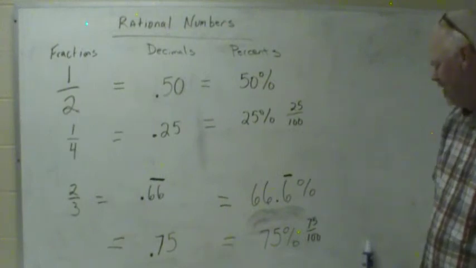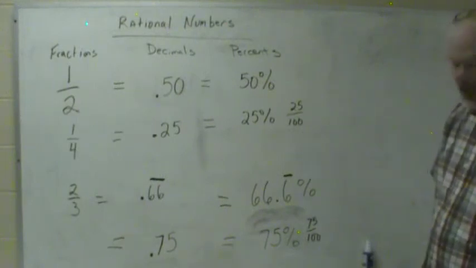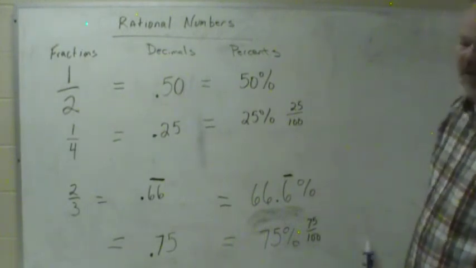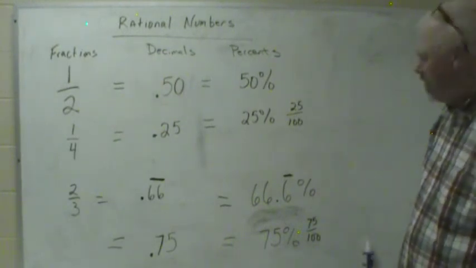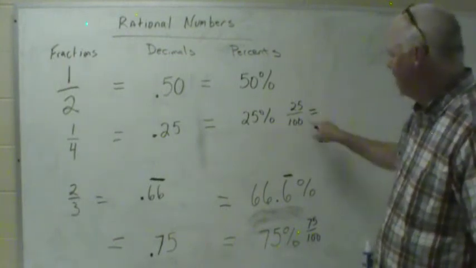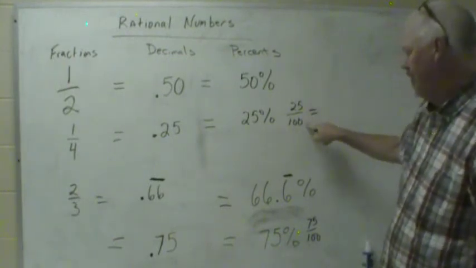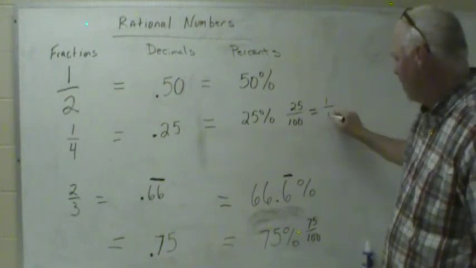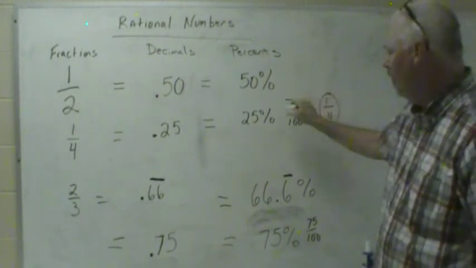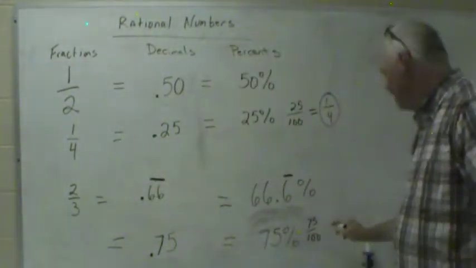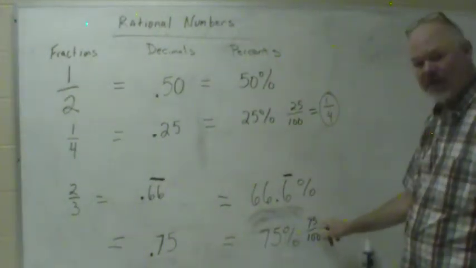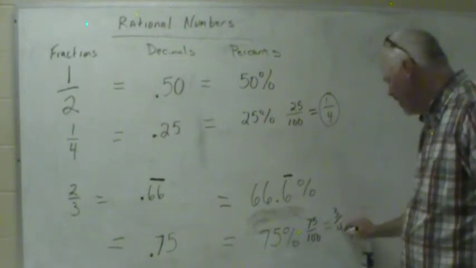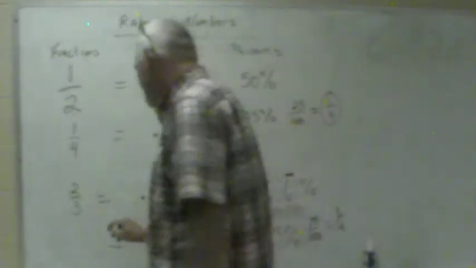75 hundredths, right? Now, we got to be able to reduce. Here's what we didn't do here. We didn't reduce, right? You know what reduce means? What is the biggest number that goes into 25 and 100? Well, 25 goes into 25 one time, and it goes into 100 four times. That's how we got our 1/4. This one, 25 goes into both of those. 25 goes in here three times, it goes in here four times. So the answer is 3/4.